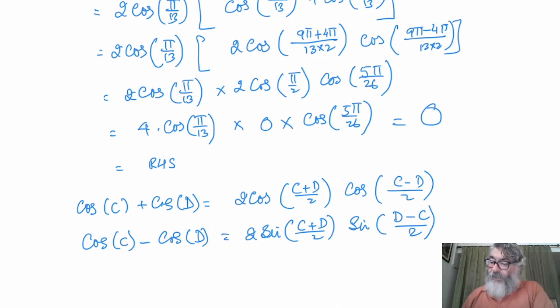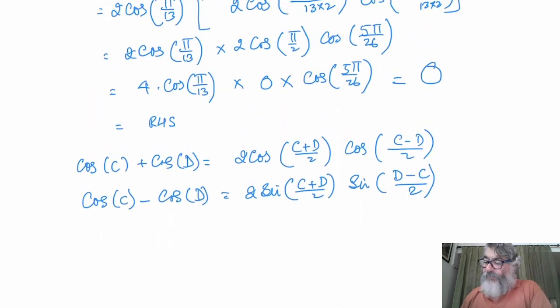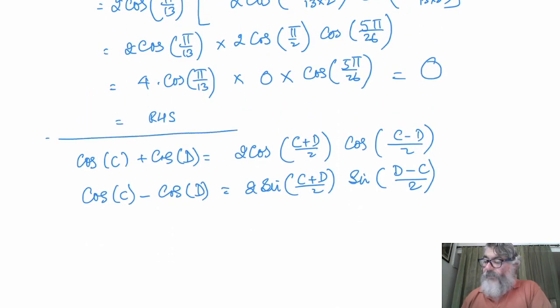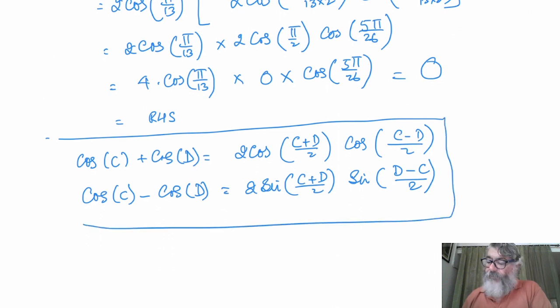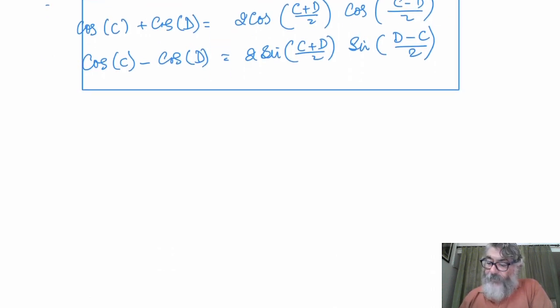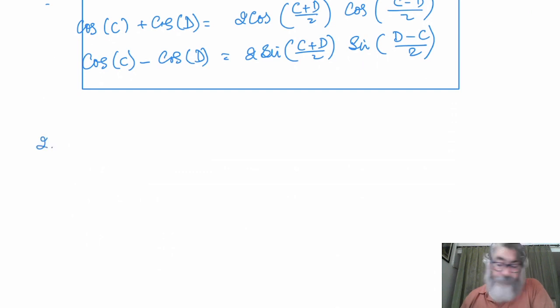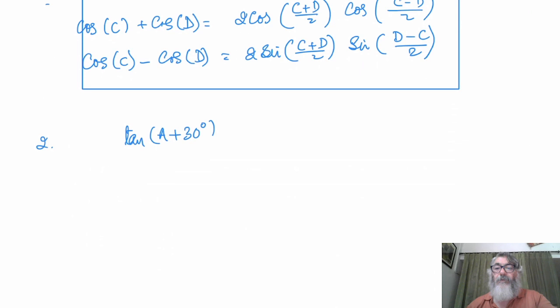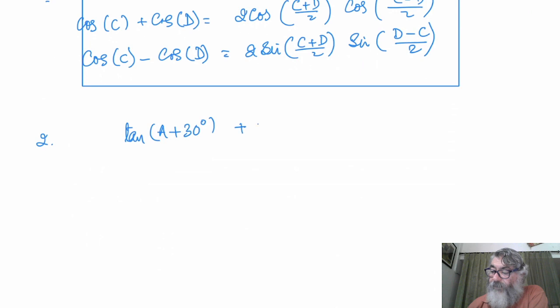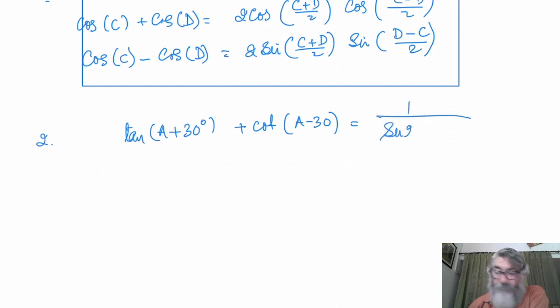Now let us do the next sum for this. This is just for your benefit. I have written these two formulas, though we have done these formulas already. Now let us see question number 2, which is we have to prove tan(A+30) plus cot(A-30) shall be equal to 1 upon sine 2A minus sine 60 degree. We have to prove this.